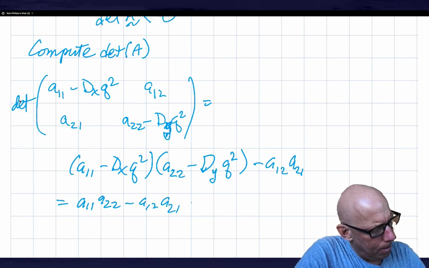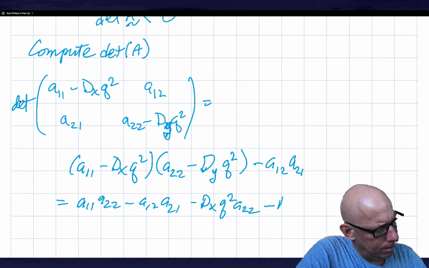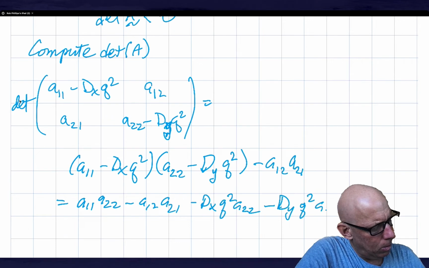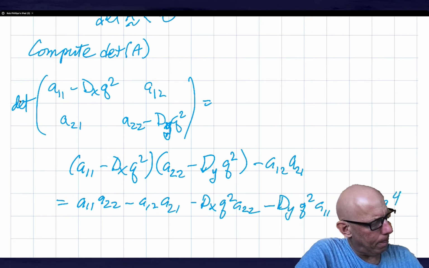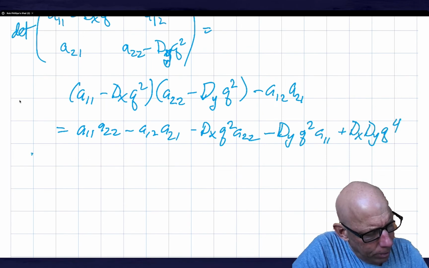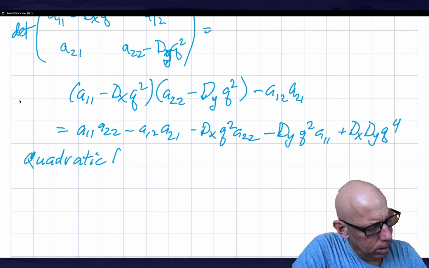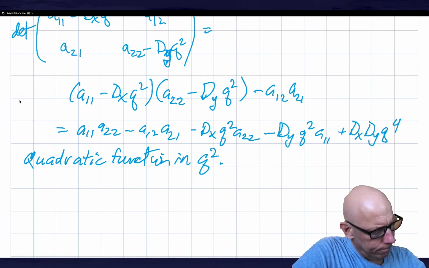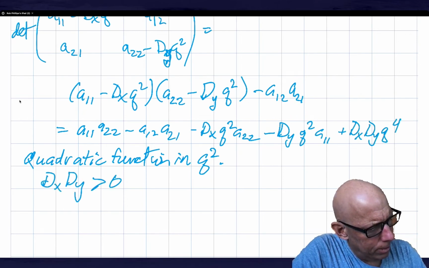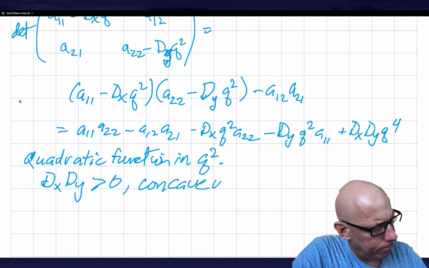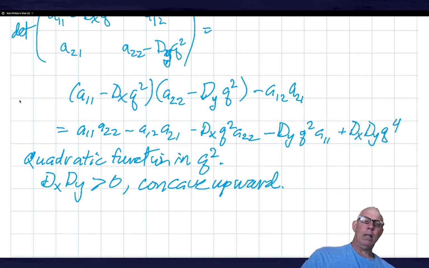We can expand this out, and what we get is A11 A22 minus A12 A21, and then we have minus dx q² A22 minus dy q² A11, and then plus dx dy q to the 4th. This is a quadratic function in q². Further, dx times dy is greater than 0, so this thing is concave upward, right? In other words, if I plot it, because the largest term is q fourth, and I'm plotting it in the variable q squared, this will be concave upward.